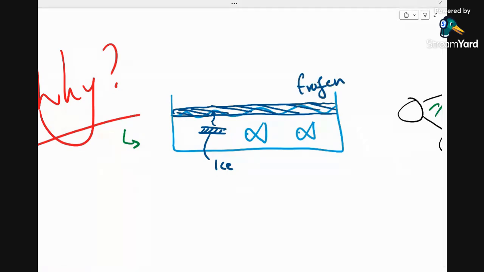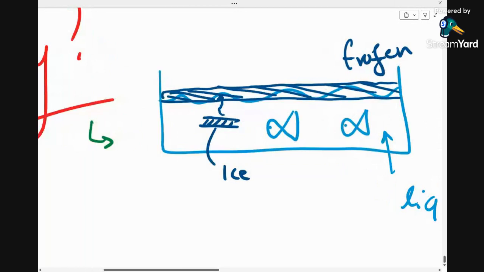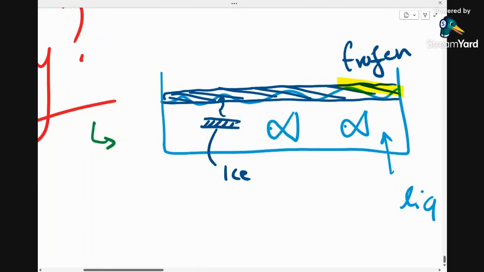The liquid, or the water underneath, can therefore remain as a liquid. Because what the ice does at the top, which if I just highlight that in yellow, what the ice layer here does is it acts as an insulator. Kind of like an igloo.